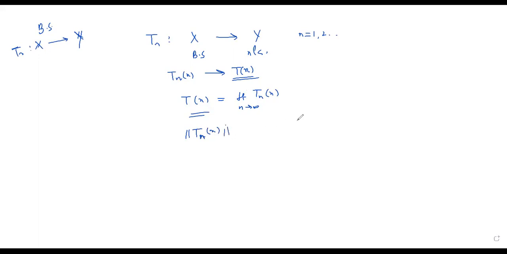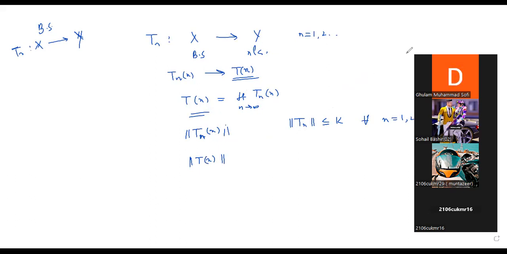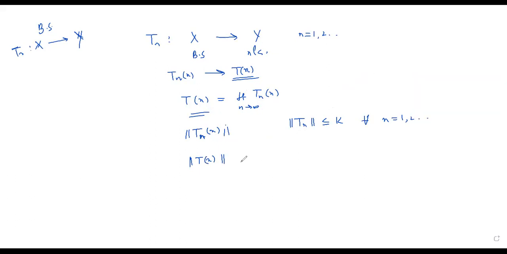So therefore मैंने कहा था Tn का जो norm है वो होगा less than or equal to some k for all n, some fixed number by uniform boundedness principle. Now if I take norm of T of x, it is already a linear operator. That's easy to prove, जैसे कि मैंने कहा. Now this is nothing but norm of limit n approaches infinity T sub n of x, right?